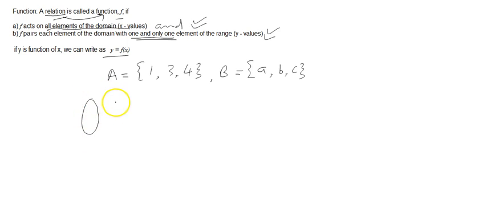Say I'm drawing a Venn diagram. This is 1, 3, 4 over here, and then A, B and C over here. This is my first one, and then the second one I'm going to draw over here: 1, 3, 4, and then A, B and C.